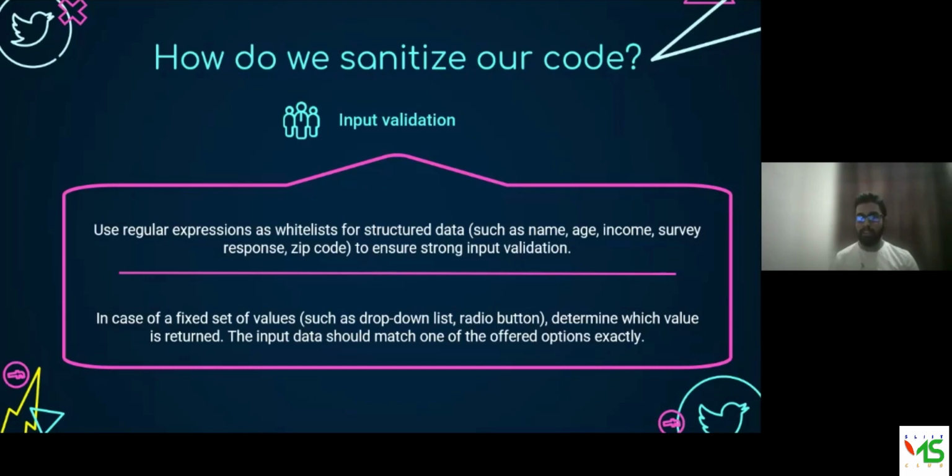Validation shouldn't only be applied to fields that allow users to type in input. Meaning you should also take care of the following situations in equal measure. You can use regular expressions as a whitelist for structured data, such as name, age, income, survey response, zip code, to ensure strong input validation. Or in the case of a fixed set of values, such as a drop-down list or radio button, please keep in mind which value is returned. The input data should match one of the offered options exactly.